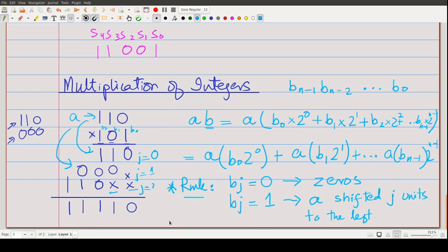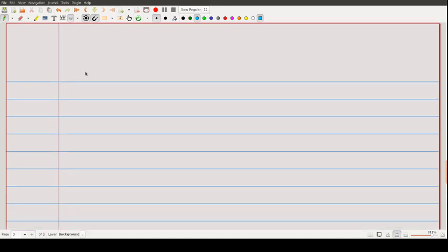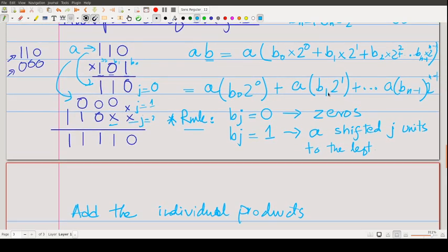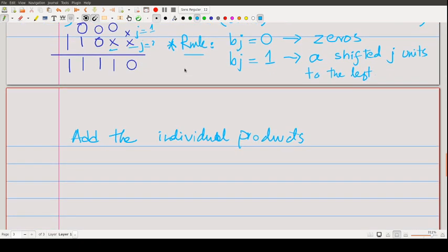And then lastly, once you have all the shifts, you just add the individual products. So once you have computed all of these numbers, you just add them up and that's your result. And addition is something that we've already covered. Okay.